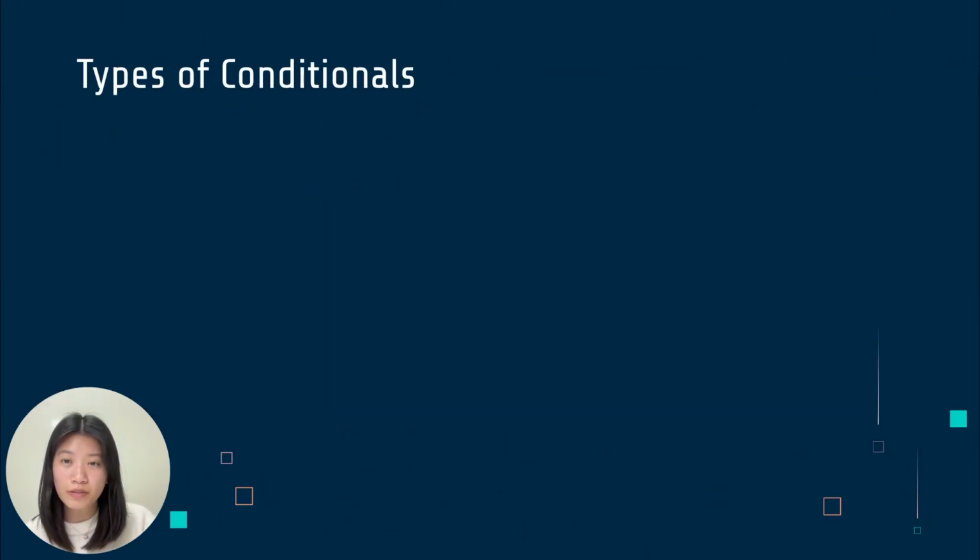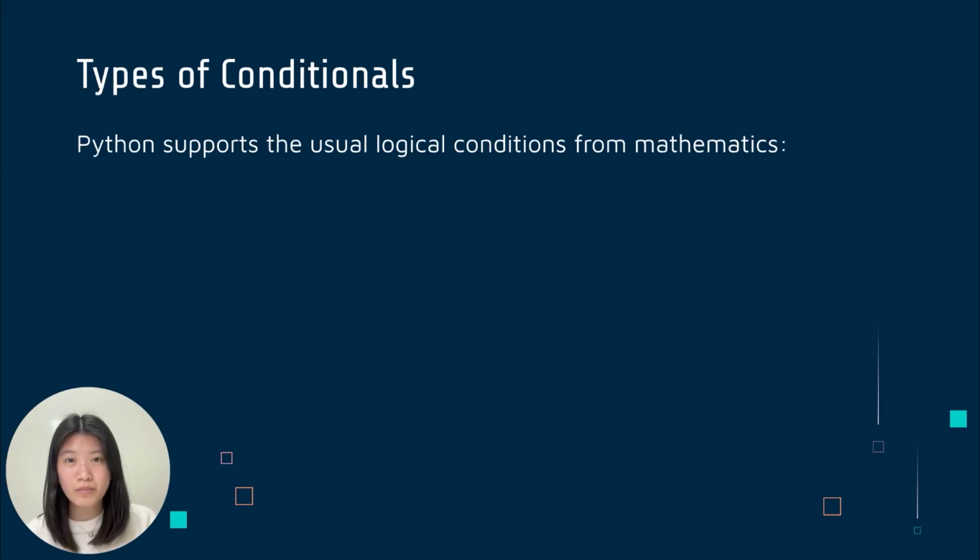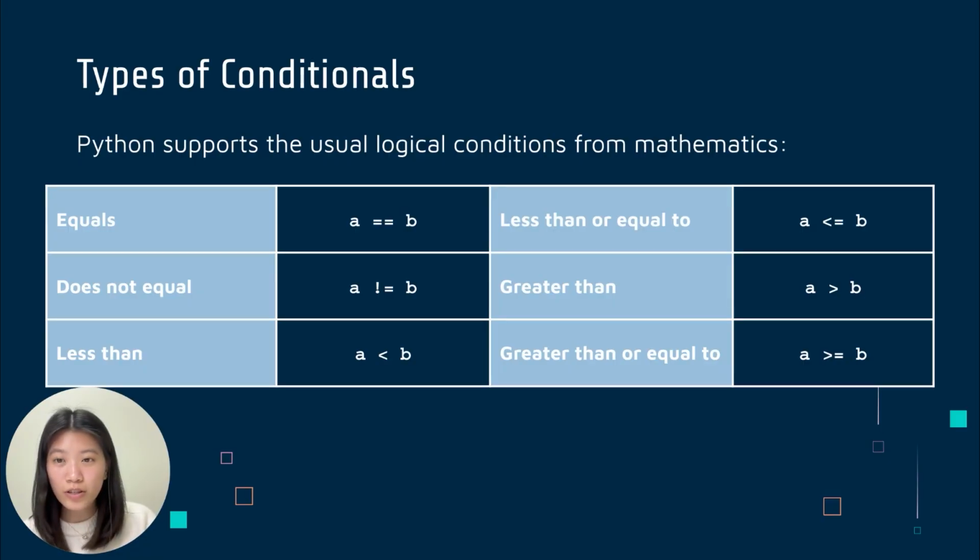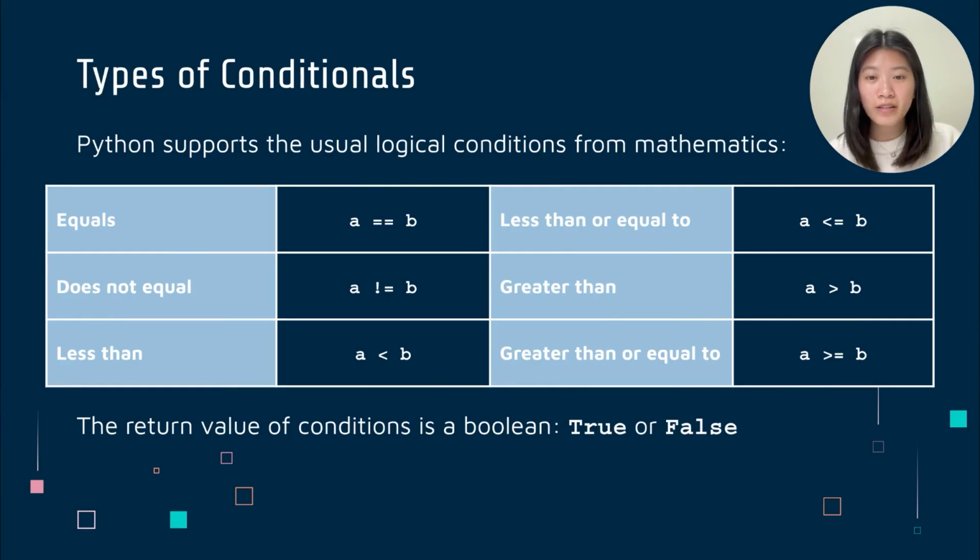So first, let's go over some types of conditionals. In Python, we use the same logical conditions that we use in mathematics, but with a slight difference in syntax. So here are the conditionals for Python. If we want to see if two values a and b equal each other, we use equal sign, equal sign. If we want to check if two values do not equal each other, we use exclamation mark, equal sign. And if we want to see if a is less than b, we use the less than sign. If we want to see if a is less than or equal to b, we use less than and then equals. If we want to see if a is greater than b, we use the greater than sign. And lastly, if we want to see if a is greater than or equal to b, we use the greater than sign and then the equal sign. And the return value of conditionals in Python is always going to be a Boolean, so true or false.